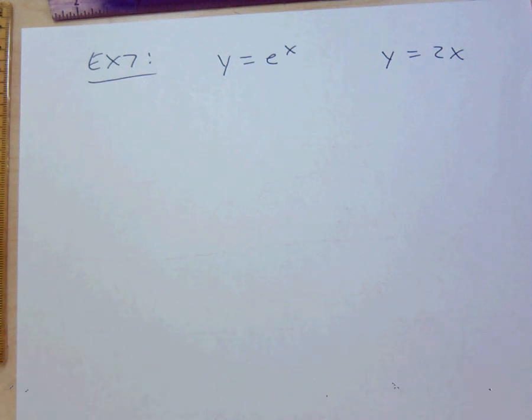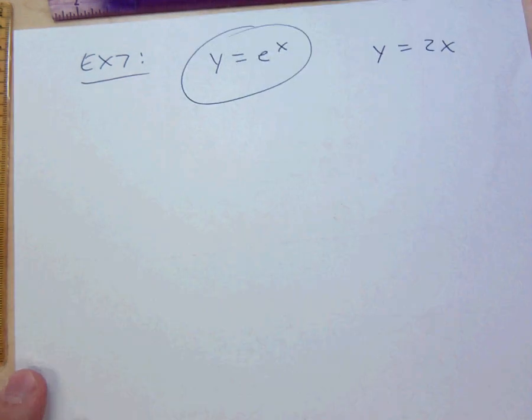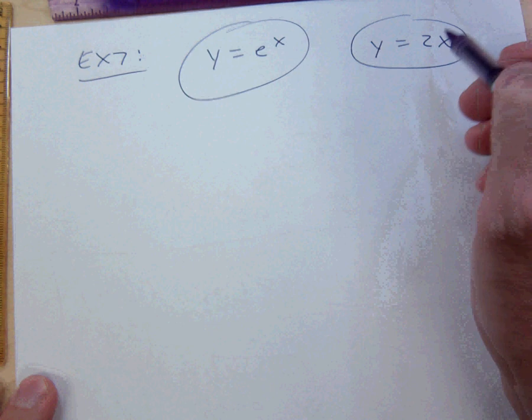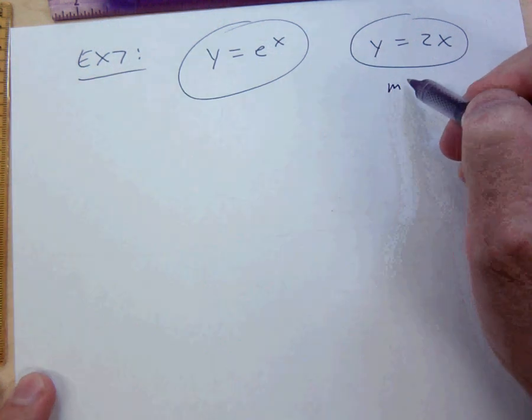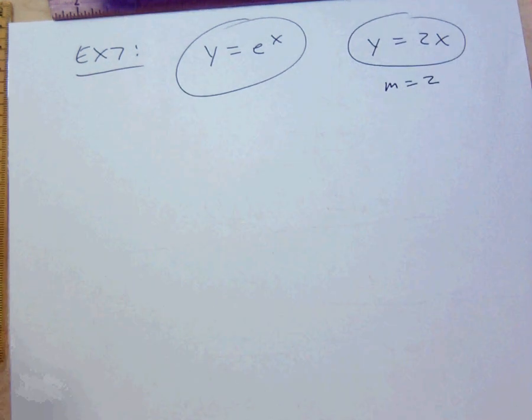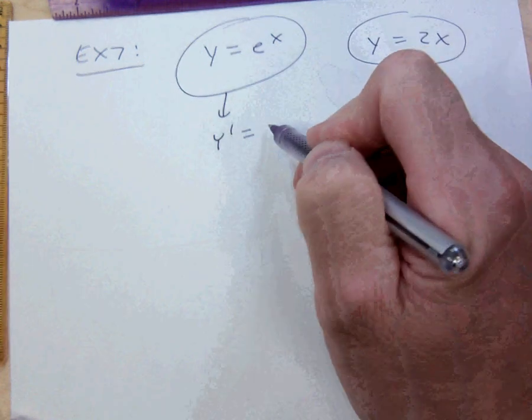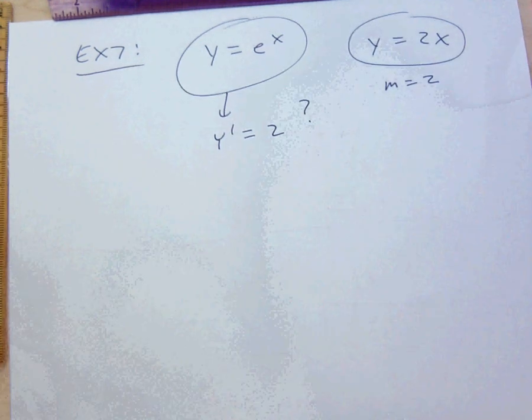Okay, so we want to find the points on this graph where the tangent line would be parallel to this line. So this is a given line. What's its slope? 2. And what do you know about parallel lines? They have the same slope. So you need to figure out where this derivative is equal to what? 2. Isn't that what you need to figure out?